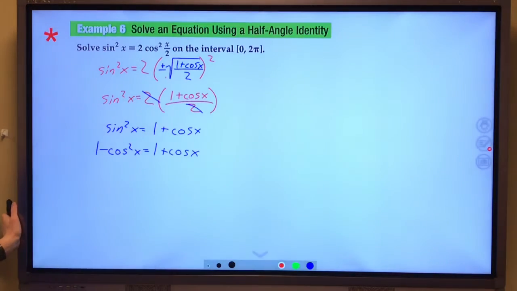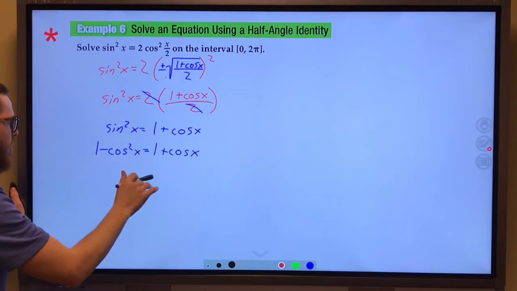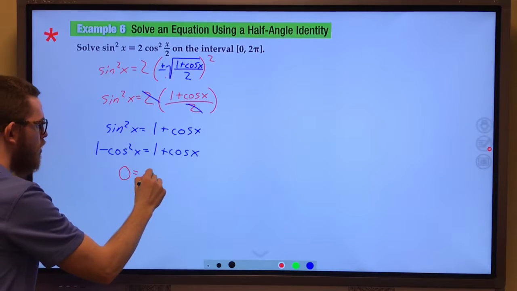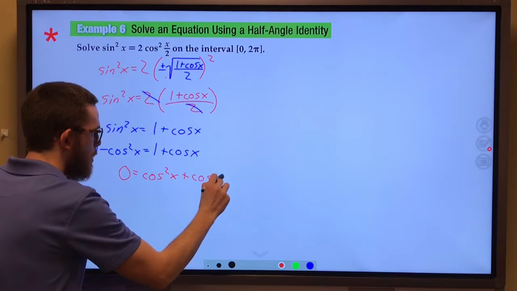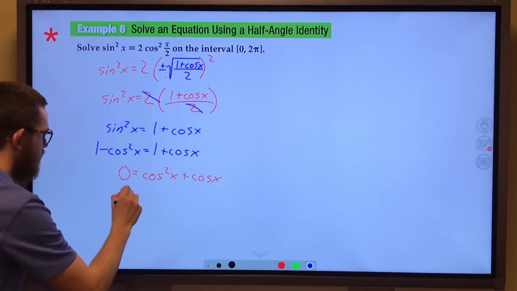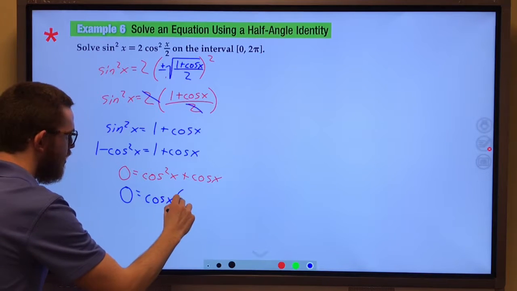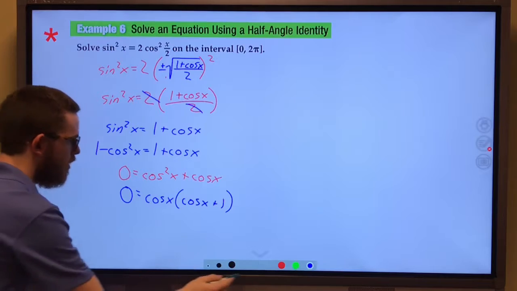We want to solve it for cosine. So I'm going to move everything over to this side, I believe. I'm going to subtract the 1. This gives us 0 equals cosine squared x plus cosine x. That's 0 equals cosine of x times cosine of x plus 1.